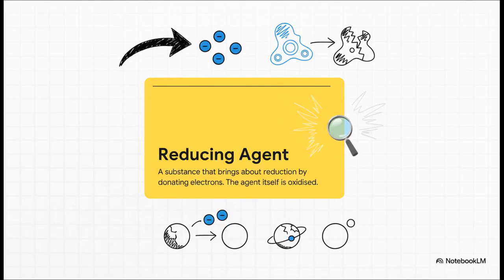And the reducing agent is, you guessed it, the exact opposite. It's the generous one. It causes reduction by donating its electrons. But by losing those electrons, what happens to the reducing agent? Well, it gets oxidized. It reduces something else by getting oxidized in the process.